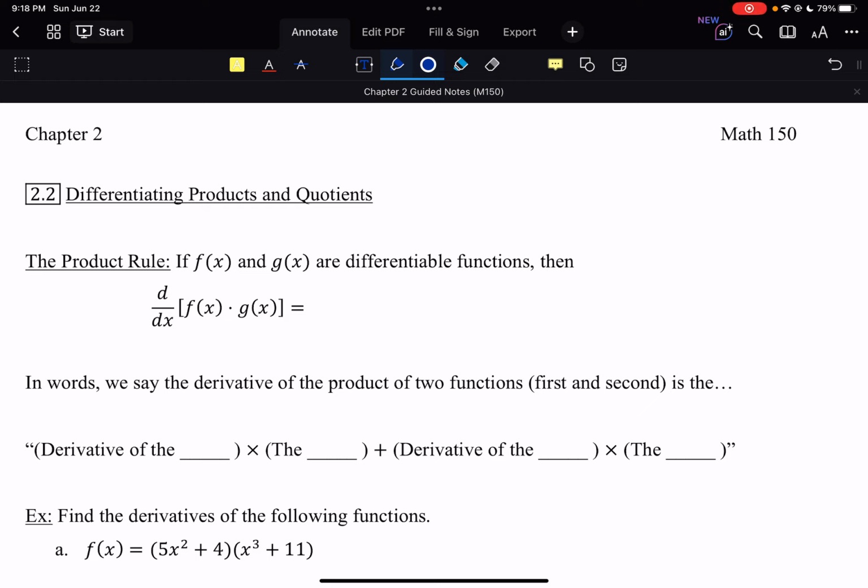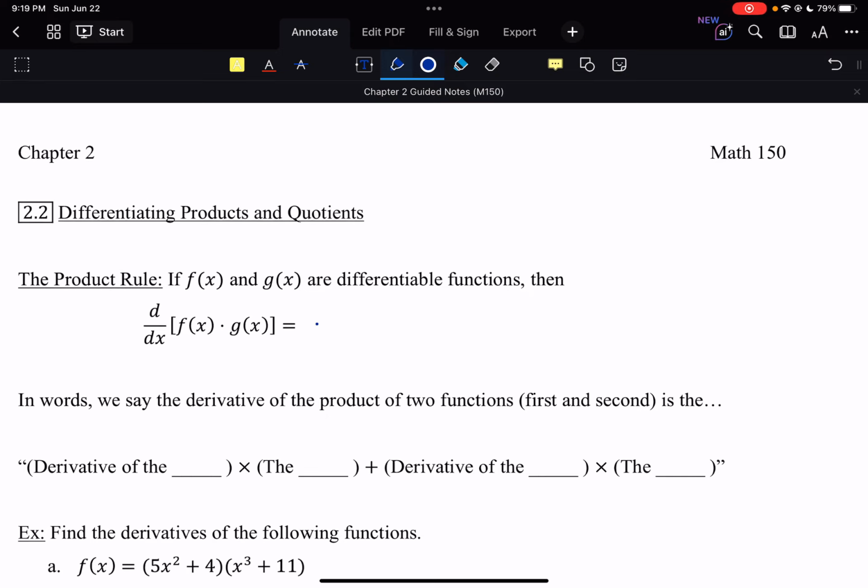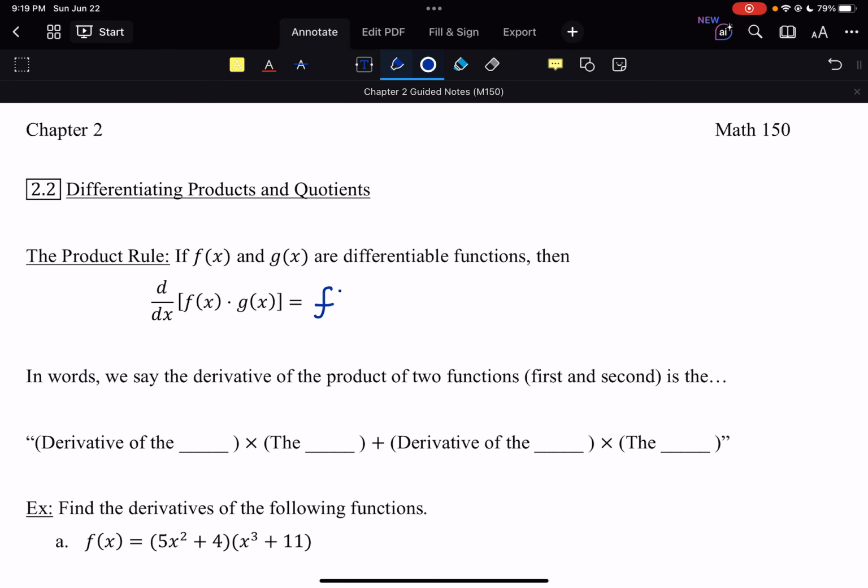So the product rule says if f of x and g of x are differentiable functions, the derivative of f times g is f prime of x times g of x plus f of x times g prime of x. So you end up taking the derivative of f times g plus the derivative of g times f.